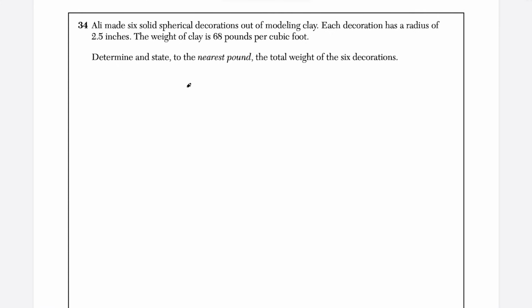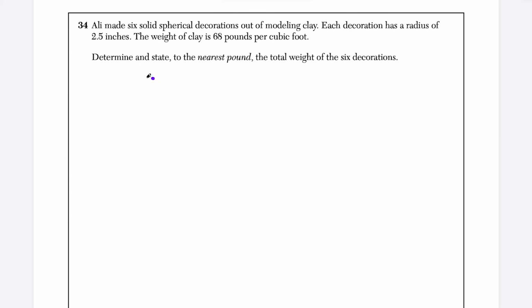Question 34, Ali made 6 solid spherical decorations out of modeling clay. Each decoration has a radius of 2.5 inches, and the weight of the clay is 68 pounds per cubic foot. And we need to determine and state to the nearest pound the total weight of the 6 decorations.